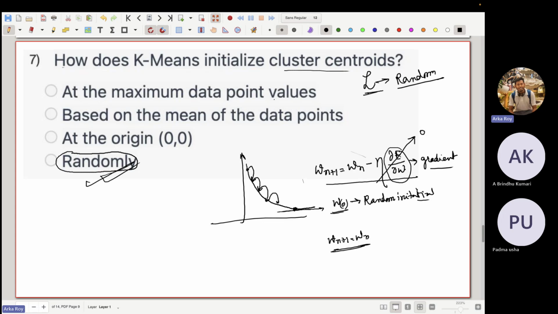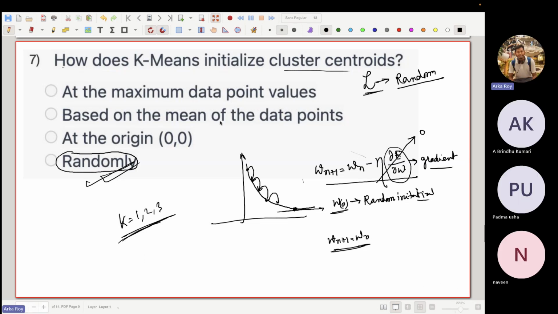At the maximum data point value: this is wrong because we need the random initialization of the labels. The maximum value of the data point could be, let's say you have three groups of data, you have to create three clusters. So K ranges from 1 to 3. You cannot put the labels as all the data points belonging to class 3. If you put everything into a single class, then even if you run through the iterations, you will get the same data labels again and again.